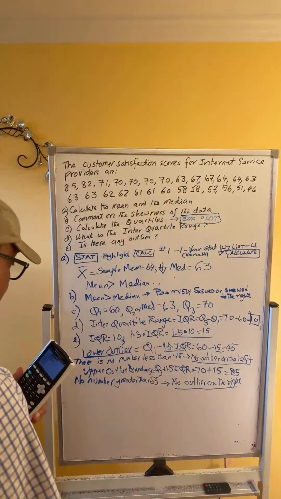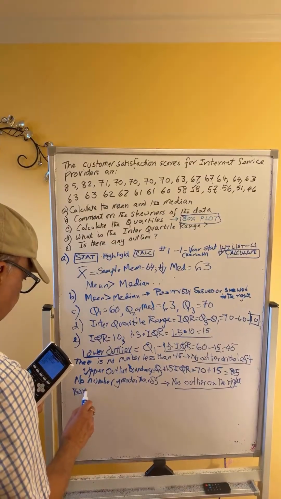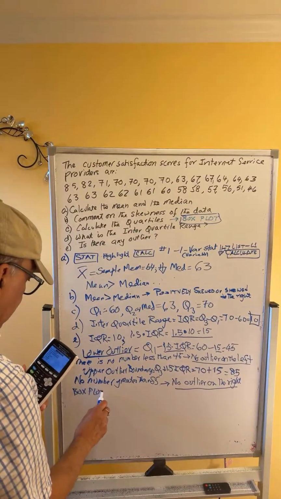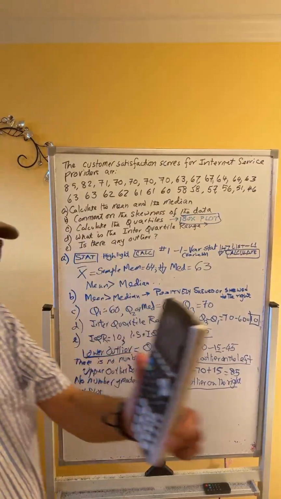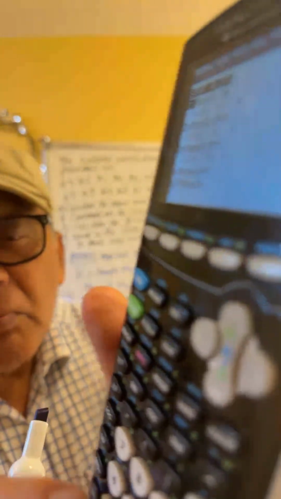Now we will do the box plot. So how do you do the box plot? Okay, let me show it to you close. You press the second button on the top left, and then the Y equal to key on top of the second button, then number 1.